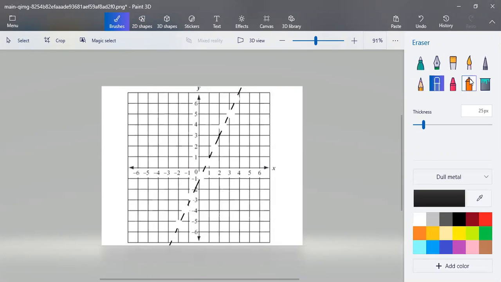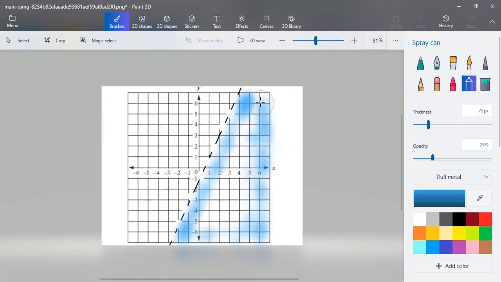Now which part are we going to shade for this? We will have to shade the less. Less means the one which is below the line. So you will have to shade all this part which is below the line because the inequality says less than. So this part all will be shaded.